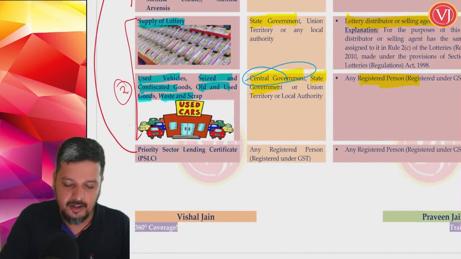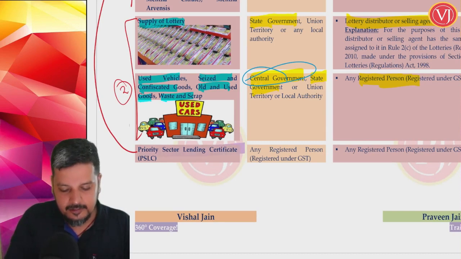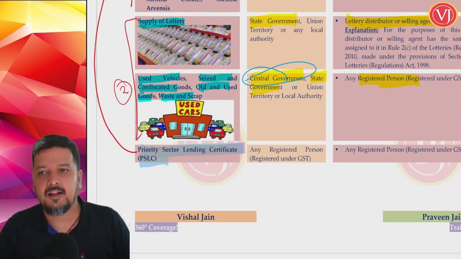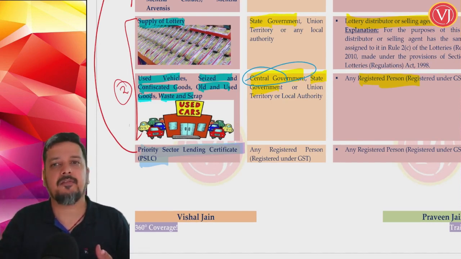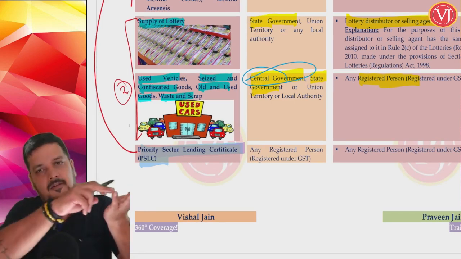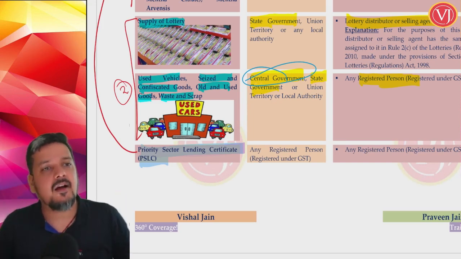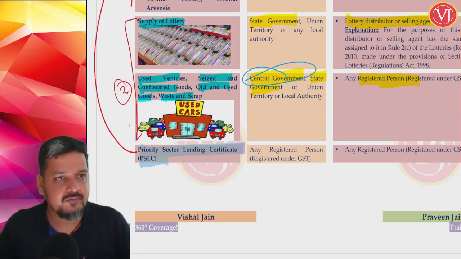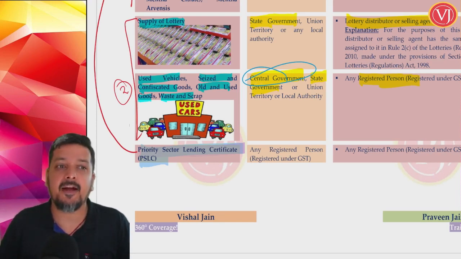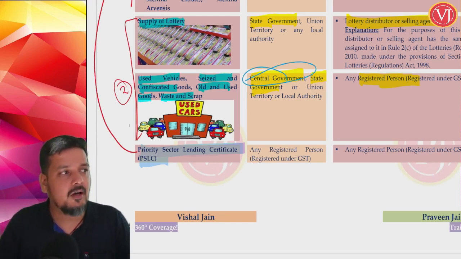Say for example, you are talking about priority sector lending certificate. This priority sector lending certificate is given by one bank to another bank. If one bank is not able to give a sufficient amount of loan to priority sector and the other bank has given more loans to priority sector, that bank will give a certificate to the other bank for a charge. Right? And it is all monitored by RBI. So priority sector lending certificate is given by one bank to another bank.